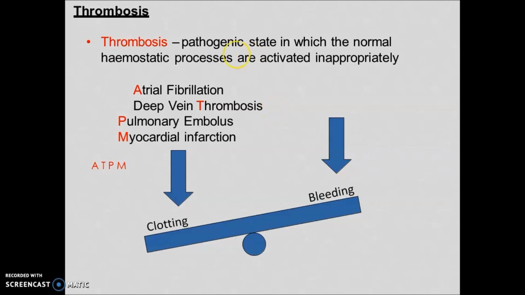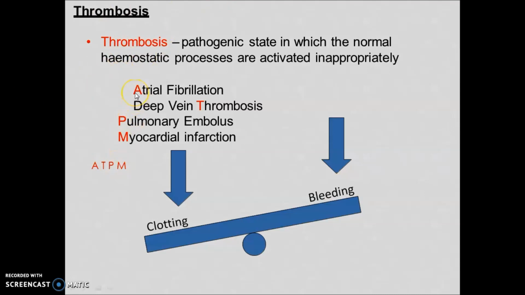Then what will happen? Thrombosis will happen. You know, thrombosis is the formation of a clot at various places in the body. And if that happens, the blood flow will be hampered. Okay, so let's remember the simple mnemonic: thrombosis occurs at A-T-P-M.